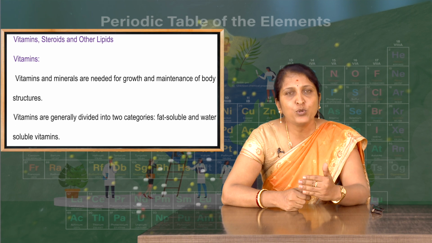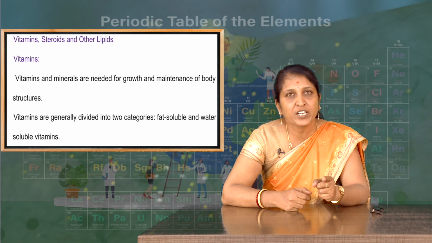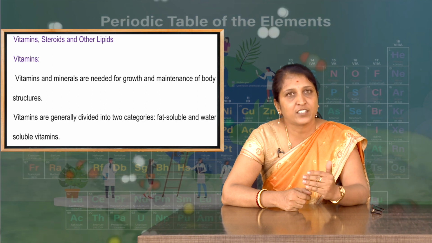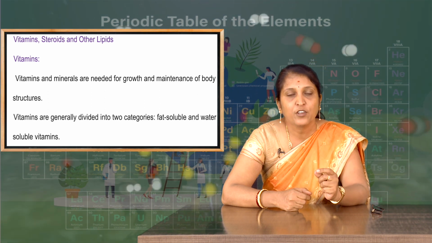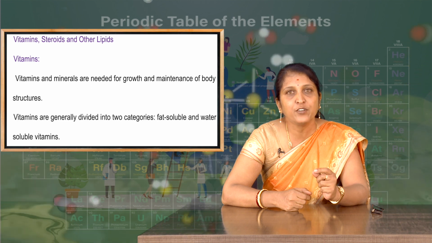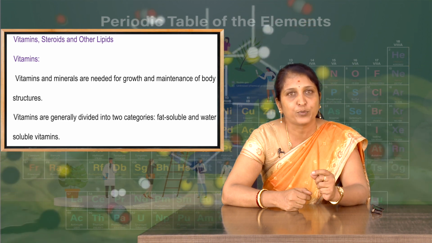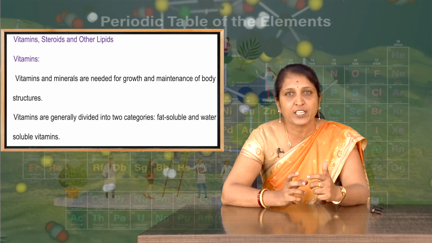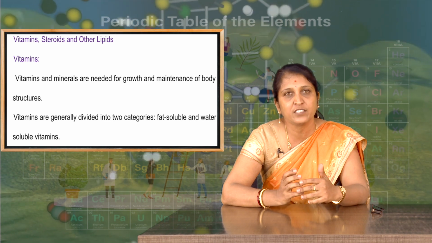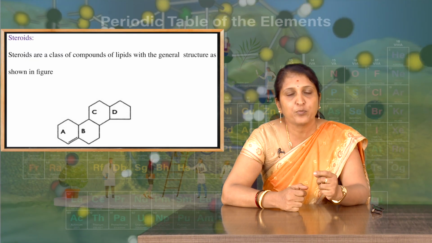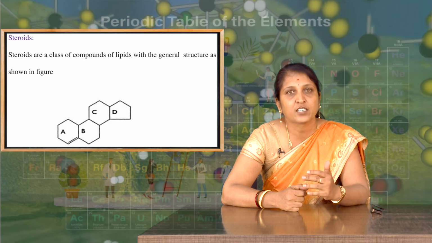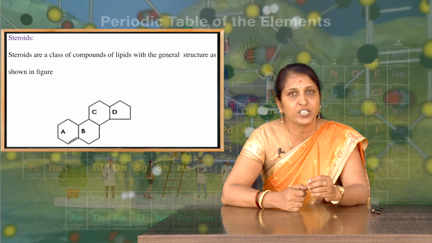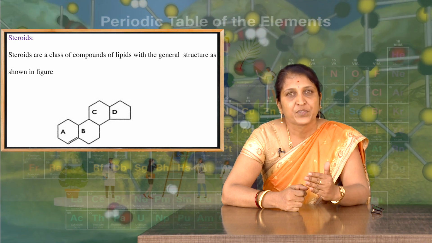Next, we move to know about important lipids: vitamins, steroids and other lipids. First one is vitamins. Vitamins and minerals are needed for growth and maintenance of the body structure. Vitamins are generally divided into two categories, one fat soluble, another one is water soluble. Next important lipid is steroids. Steroids are a class of lipid compounds with the general structure as shown in the figure. This is the structure of steroids.